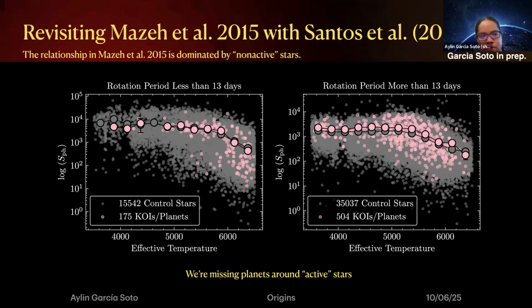And I recreated that plot where you have amplitude on the y-axis and effective temperature on the x-axis. Mostly what you see is that we don't have many planets around the fast rotators, whereas we have way more planets around the slow rotators. Sorry, we're missing planets around these active stars, and so that Mazeh et al. result was mostly looking at these inactive stars. So there is another selection effect in the cooler end.